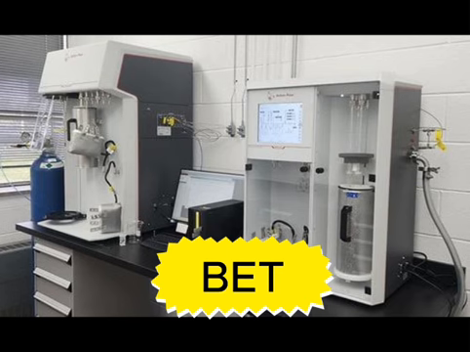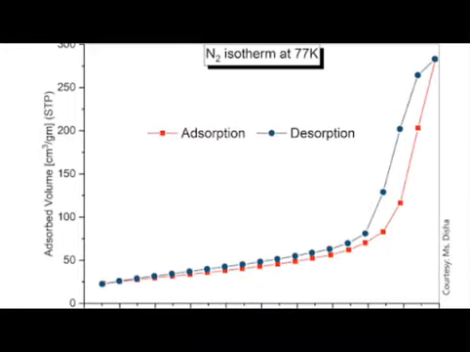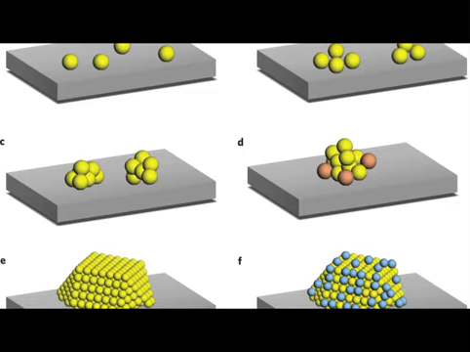Finally, the BET, Brunauer-Emmett-Teller. It measures the nitrogen gas adsorption at liquid nitrogen temperature. What we get is the surface area in meters squared per gram, the pore size and pore volume. High BET value means more active sites for catalysis.